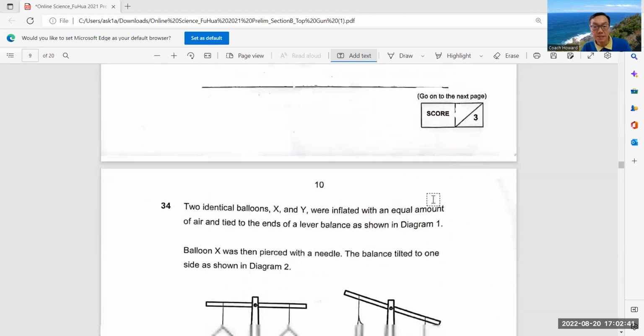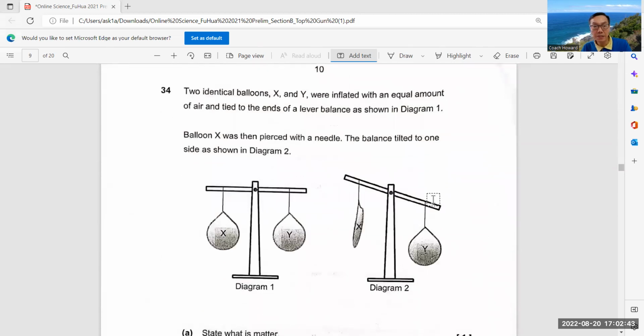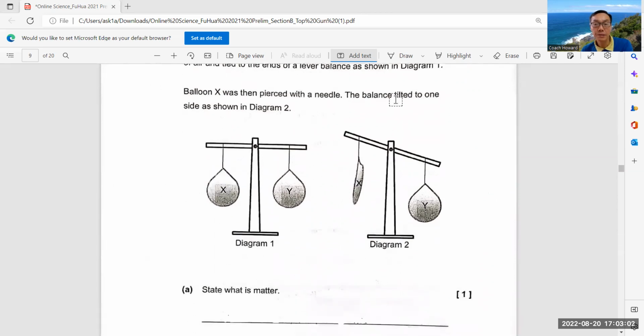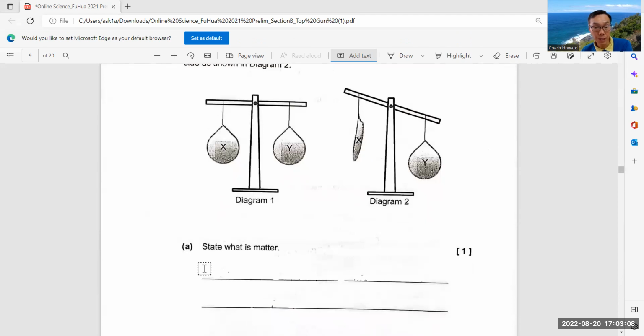Next question, 34. Two identical balloons, X and Y, were inflated with an equal amount of air and tied to the ends of the lever in diagram 1. Balloon X was then pierced with a needle and the balance tilted to one side as shown. So this question is testing you, very obvious: what is matter?